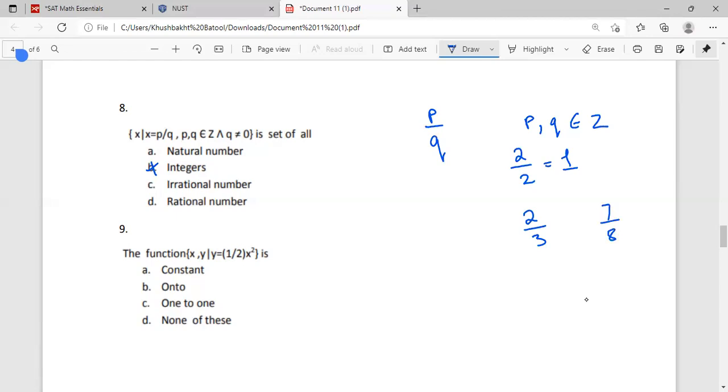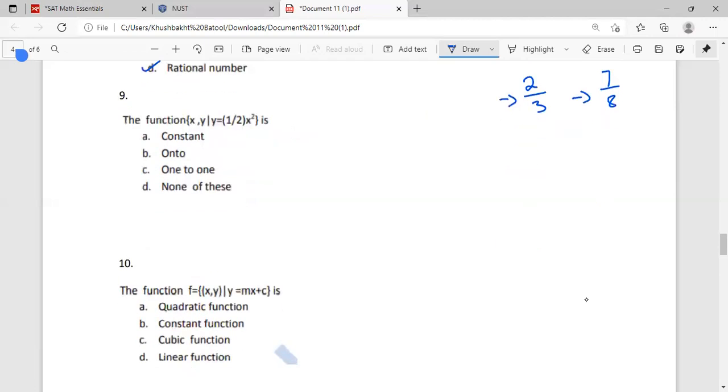7 and 8 both are integers, so this is clearly a rational number because we are able to write it in fraction. So it is not an integer, it is not a natural number, it is a rational number because we are able to write it in fraction form. And this is basically the mathematical definition of a rational number. Okay. All right. Let's talk about the ninth question now.